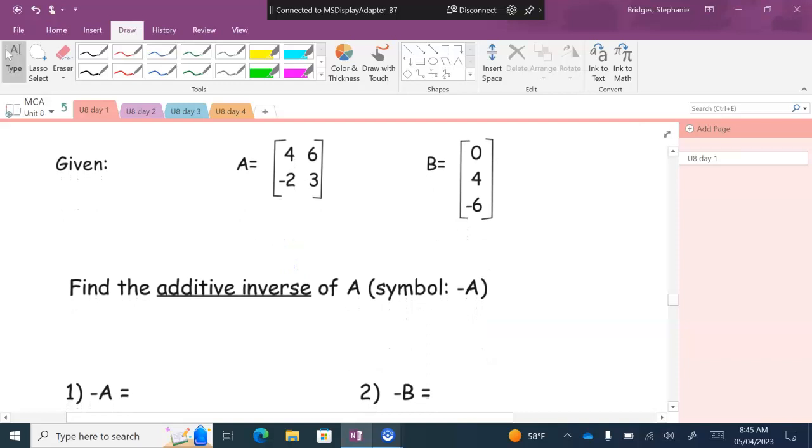You have 2 new matrices, and what we're going to do is find the additive inverse of them. I'm going to give you a minute to write those down. Matrix A, row 1 is 4 and 6. Row 2 is -2 and 3. Matrix B, row 1 is 0. Row 2 is 4. Row 3 is -6. We are finding the additive inverse, and the symbol for that is just a negative sign in front of whichever matrix we're talking about.